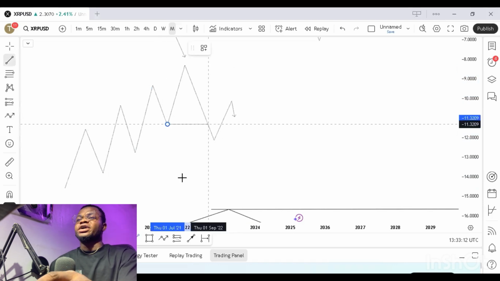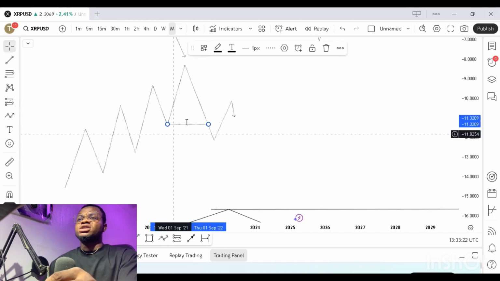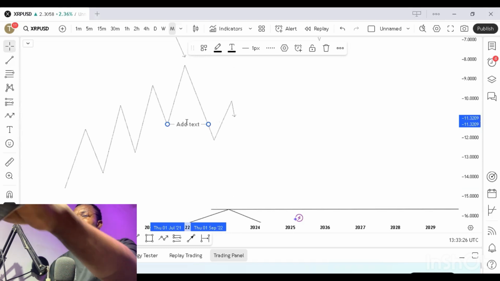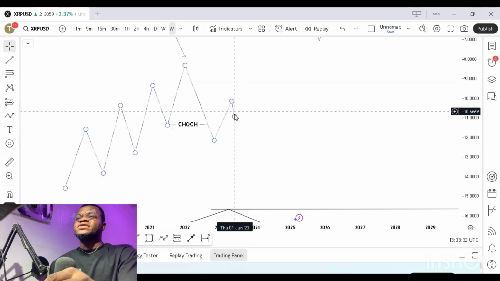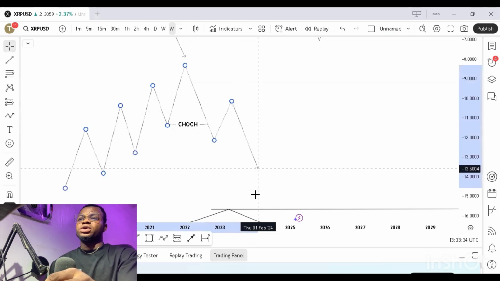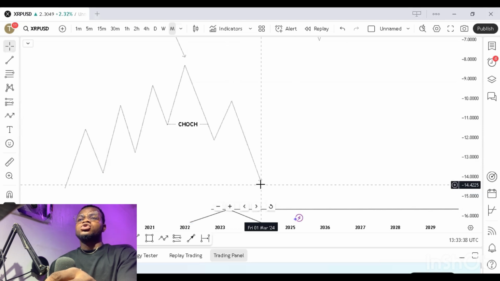So what does the change of character really stand for? The change of character simply means price has shifted from an uptrend structure to a downtrend structure. Character in price is the trend, the movement of price. That's the character. So change of character means price has changed the movement. In this example, I'm showing you price has just shifted from an uptrend to a downtrend, just like this. So we see more structures to the downside.